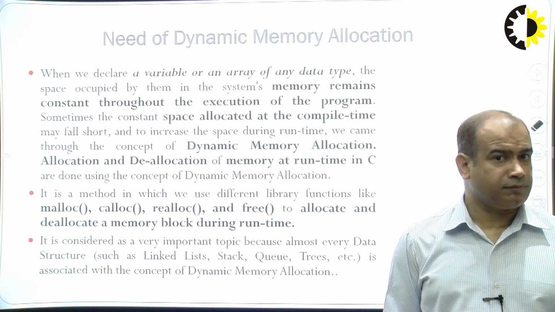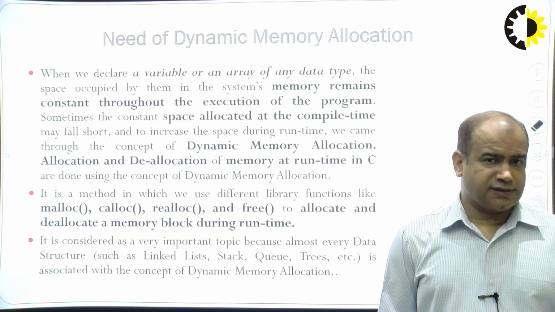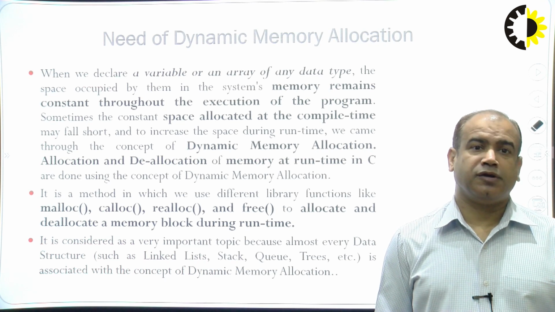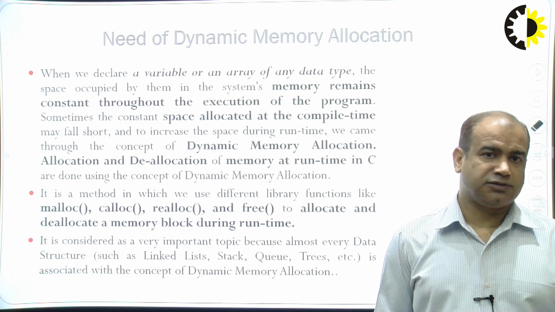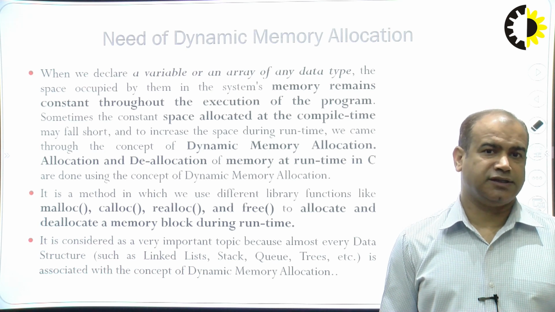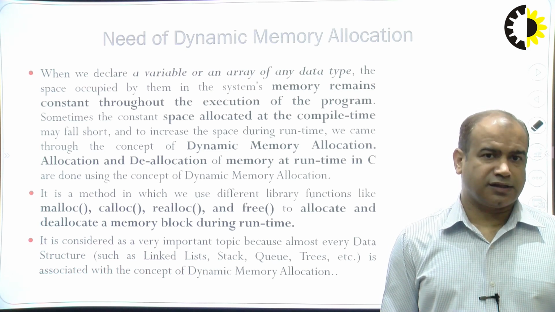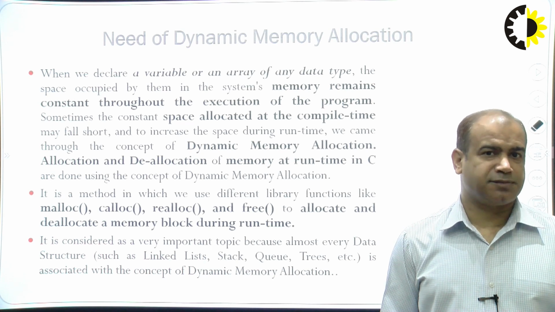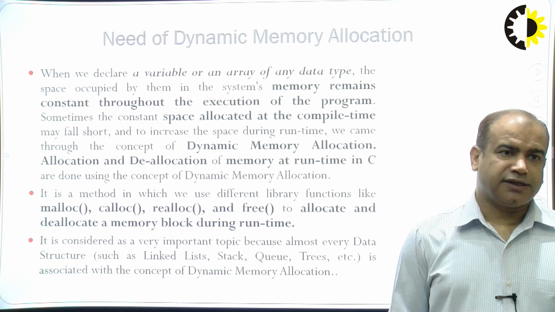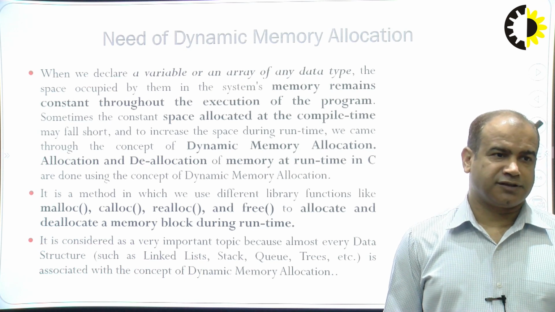Once we declare any variable or an array, the memory allocated in the system will remain the same. We can't change it at runtime. But in dynamic memory allocation, we can increase, decrease, or change the size of the allocated space as per our need. It is the method in which we use different library functions.